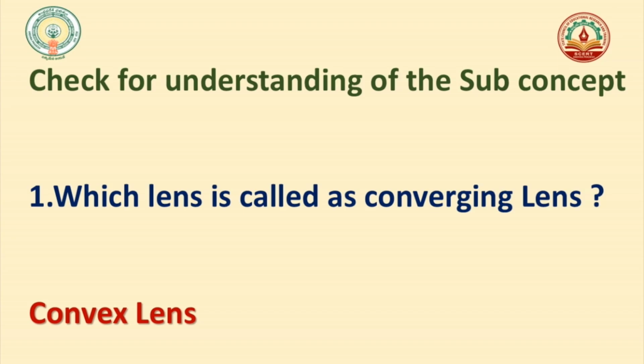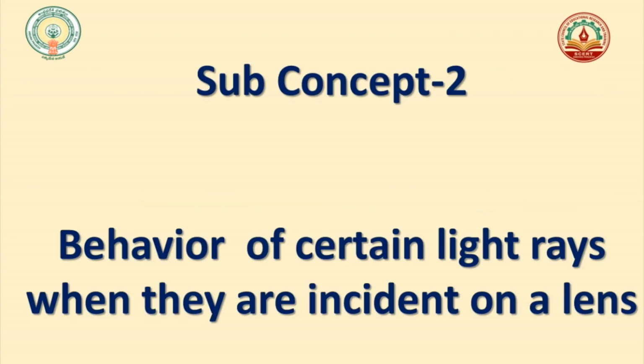Now, for every concept, after teaching any sub-concept and after the summarization, we have to ask a check for understanding question to see to what extent the students understood that particular concept. Which lens is called a converging lens? Convex lens. Okay.